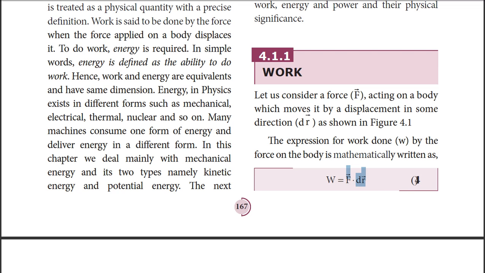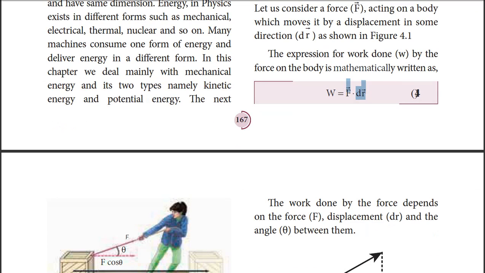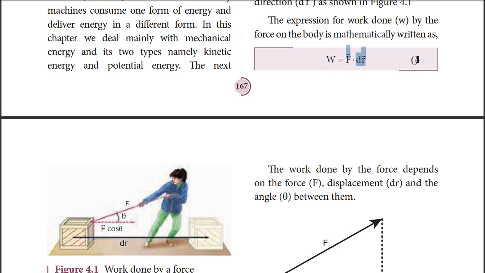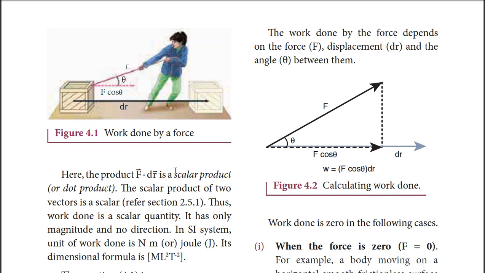So this is work, and you can see in the representation itself that it is a dot product. The dot product is also called the scalar product. Here, both the quantities, force as well as displacement, are vectors, and the resultant work done value you will get as a scalar quantity.